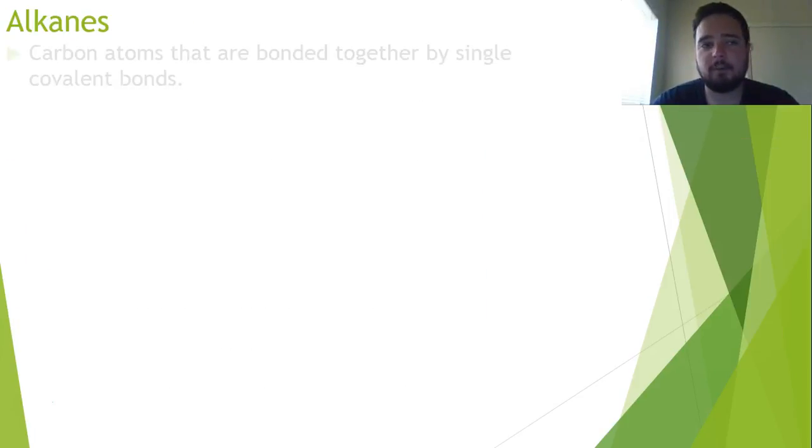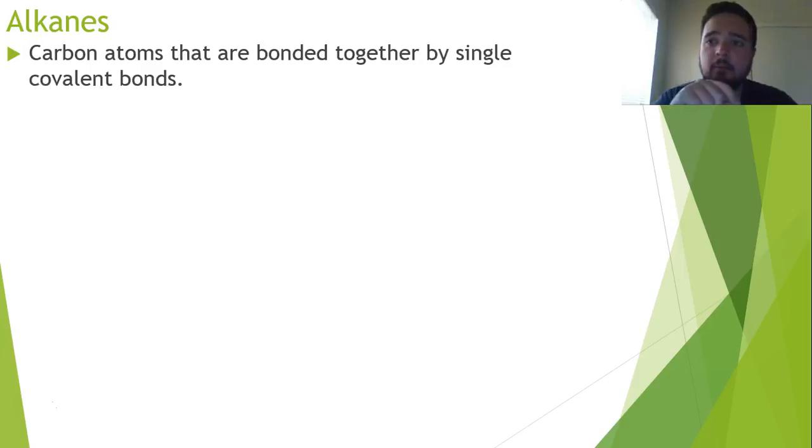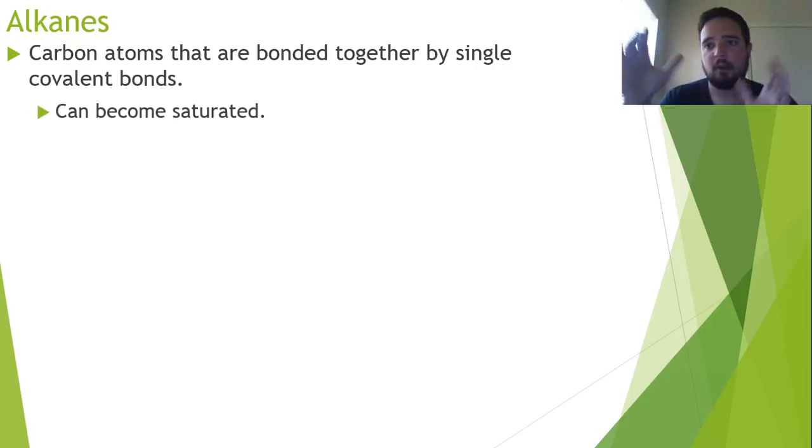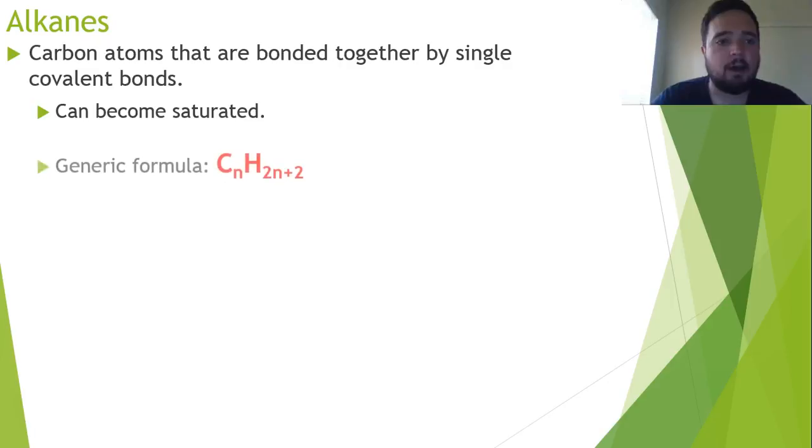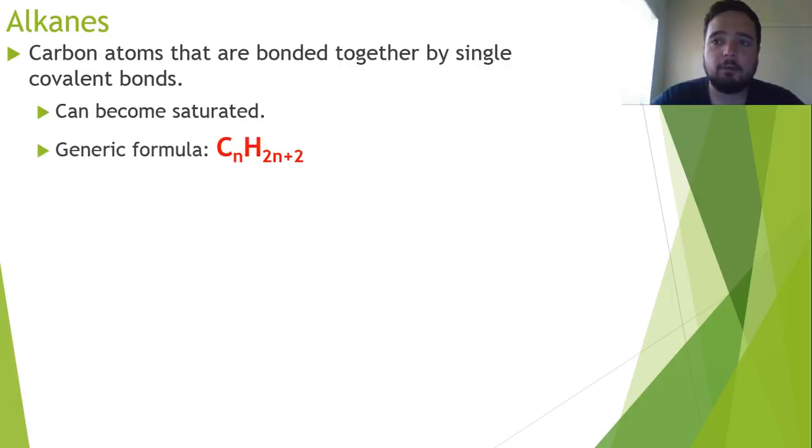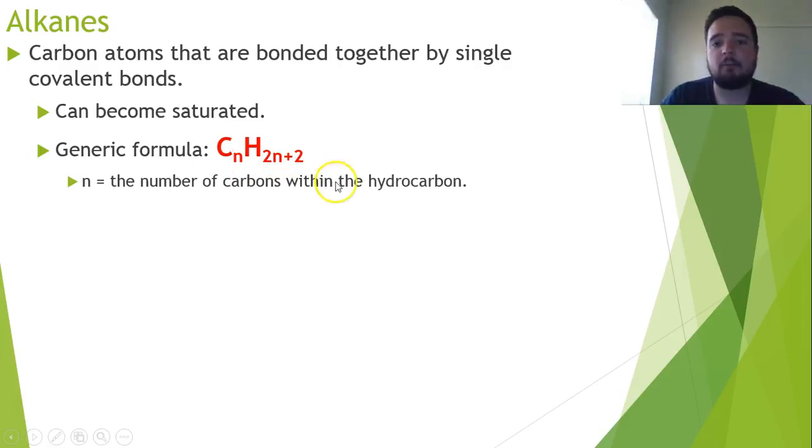So first of all, we're going to talk about alkanes. They're hydrocarbons that have carbon atoms bonded together by single covalent bonds. They're saturated, which means that they can conglomerate pretty easily. The generic chemical formula, which is kind of a shortcut to memorize alkanes, is CnH2n+2, where n is the number of carbons within the hydrocarbon.